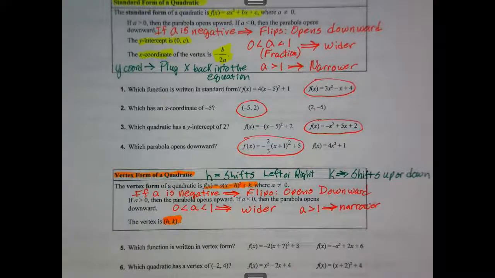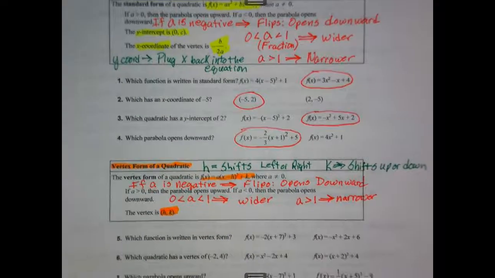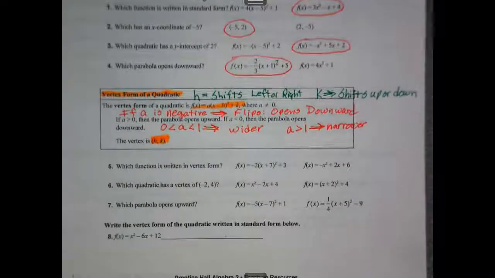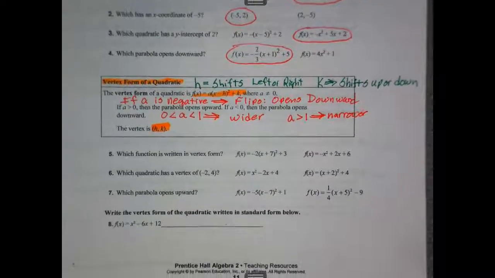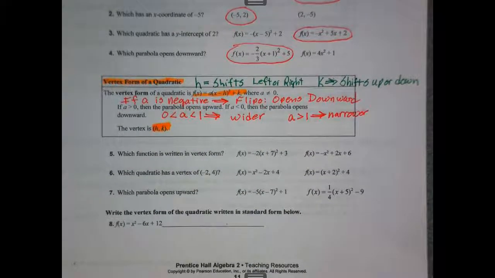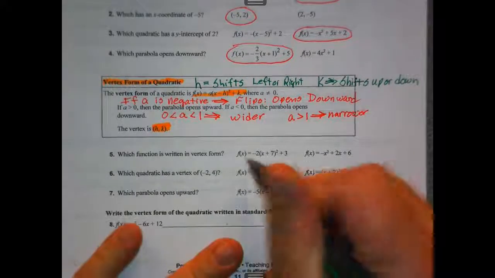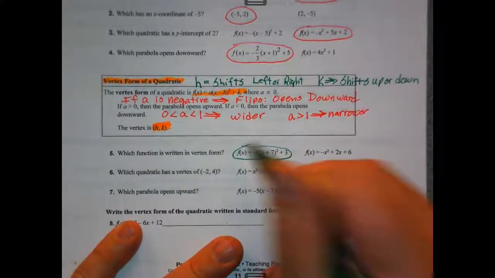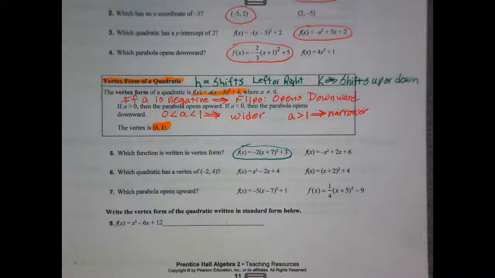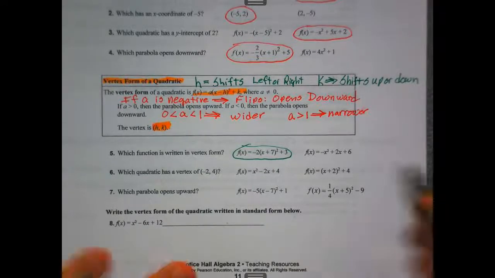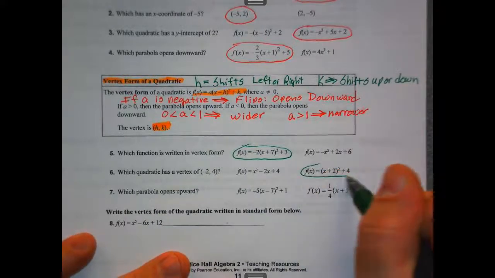Anything else? Anything about vertex form? All right, let's do number 5 examples. Which function is written in vertex form? First one, wonderful. Number 6, which quadratic has a vertex of -2, 4? -2, 4. Beautiful.